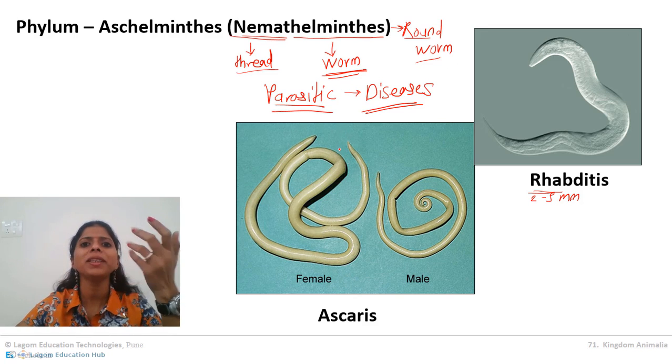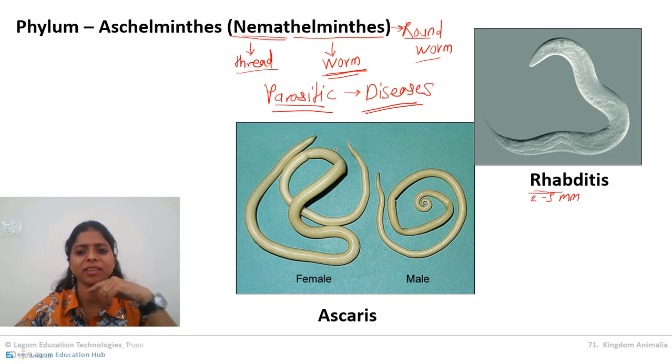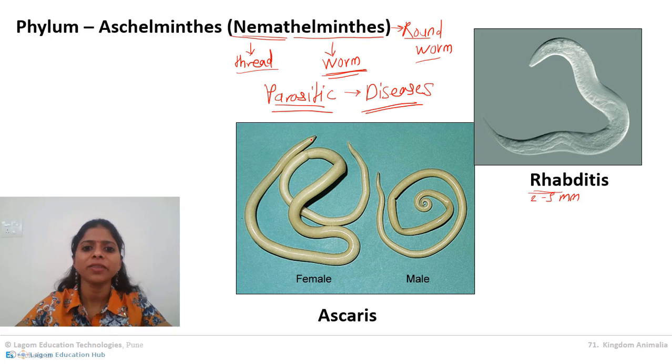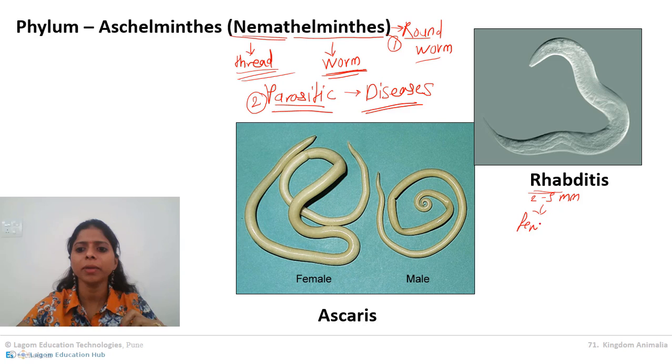Let us shift to a little bit more scientific characteristics. So the first characteristic, they are called roundworms or also threadworms. Second characteristic, they are parasitic in nature. Third one, they are small in size, a few mm to a few centimeters.